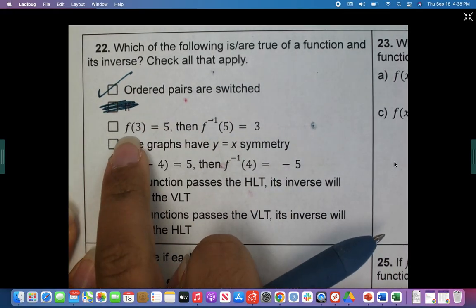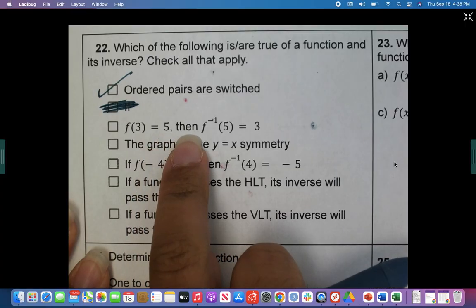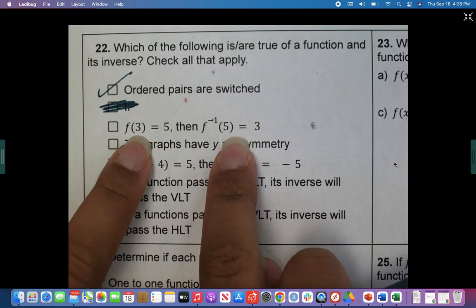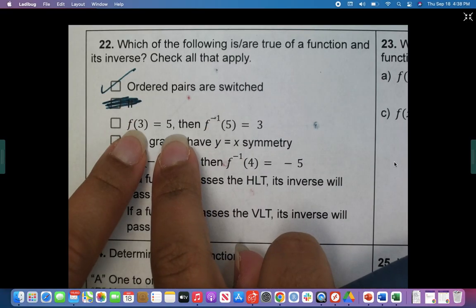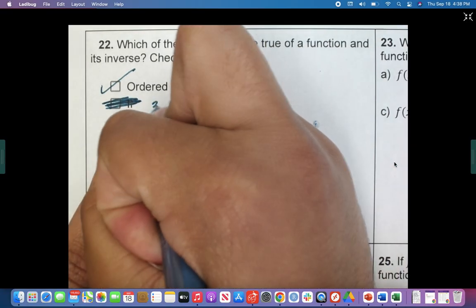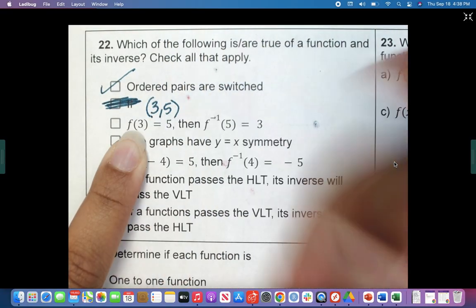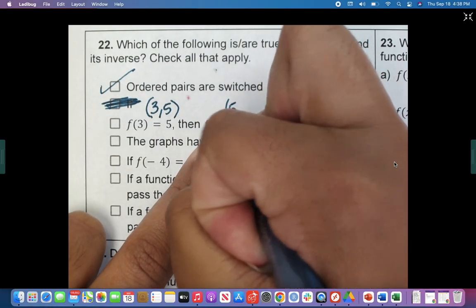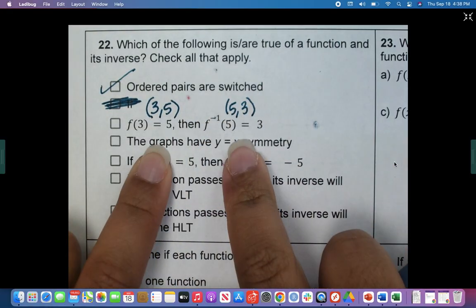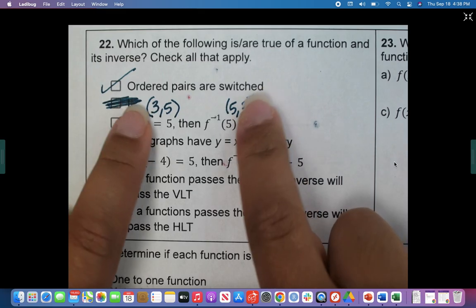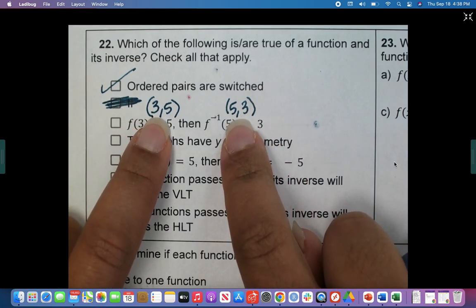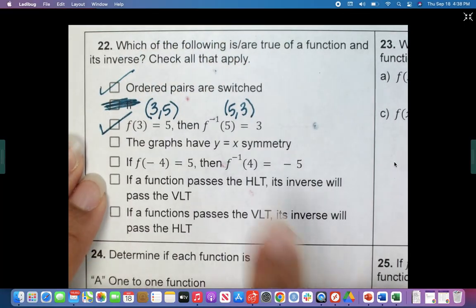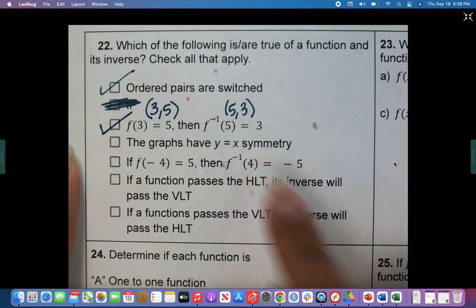So if f of 3 equals 5, then f inverse of 5 equals 3. So this is just function notation for this. This is saying your original ordered pair is 3, 5. Your inverse ordered pair is 5, 3. So again, that's reiterating ordered pairs are switched. So the order is switched. So 3, 5, 5, 3. So that's a yes. The graphs of y equals symmetry, yes.